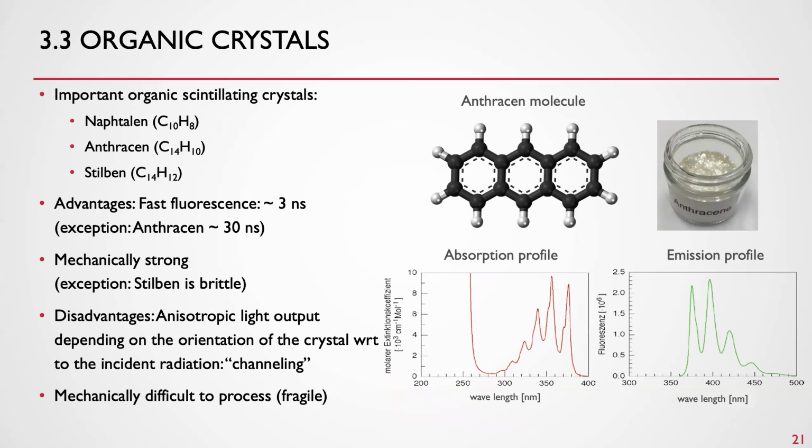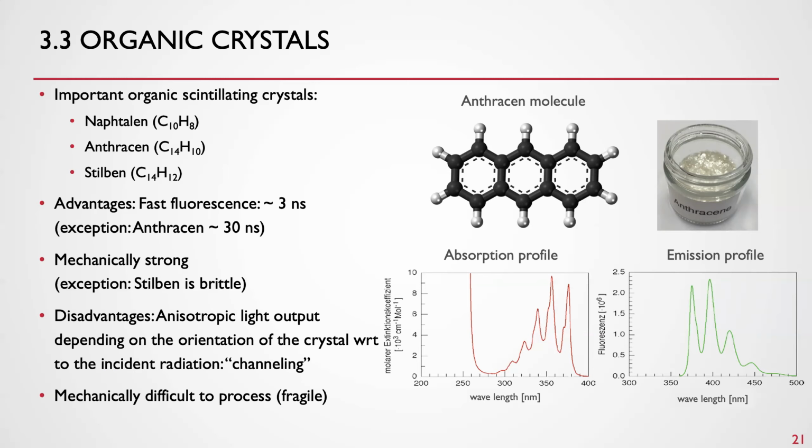Let's look briefly at the organic crystals. There are plenty of them: naphthalene, anthracene, stilbene, and so on and so on. Many of these materials scintillate. The fluorescence is fast, 3 nanoseconds. Anthracene, the reference material, is somewhat slow. Typically, these organic crystals are easy to handle. They are also not very expensive, and they are mechanically strong. Some of them, stilbene for example, are fairly brittle. Nevertheless, one knows this and it can be worked around.